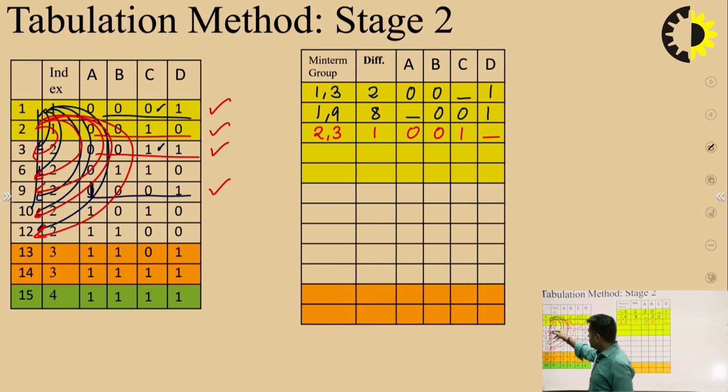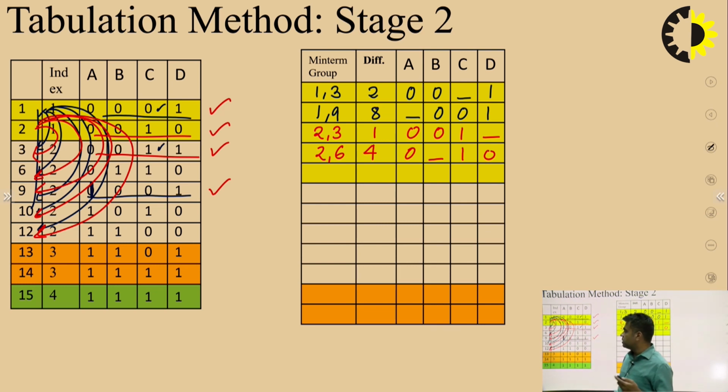Proceeding further, 2 and 6, difference is 4, group can be formed. 2 and 6, difference is 4, you can check. 2 and 6, 0, 0, 1, 0, 0, 1, 1, 0. So 0 dash 1, 0. Okay. Then proceeding further, 2, 9, difference is 7, drop that.